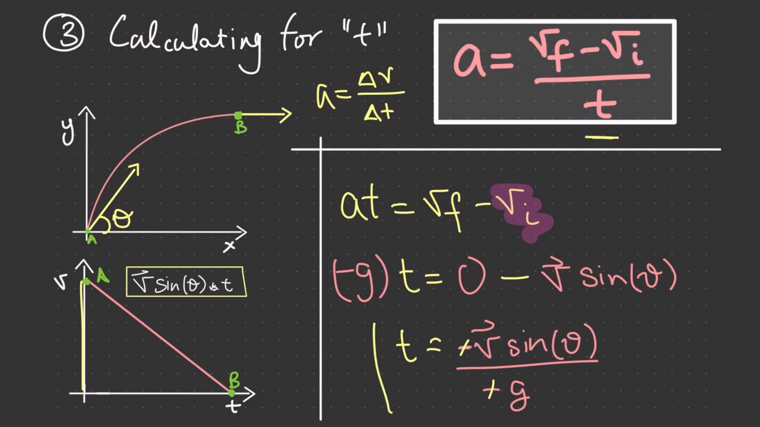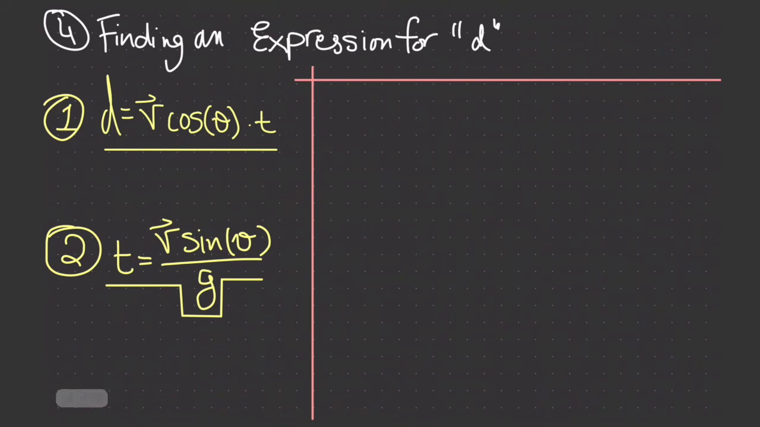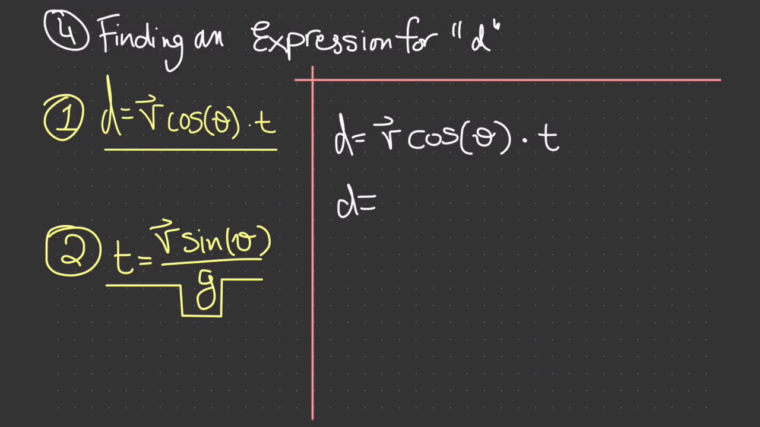So we're left with this expression in the end. Now that we have an expression for t, we have an expression for d, we can actually start substituting everything through. We know that d is equal to v cosine of theta into time, which can then be substituted as d is equal to v cosine of theta into v sine of theta divided by g.